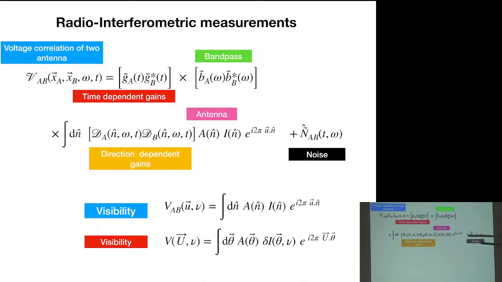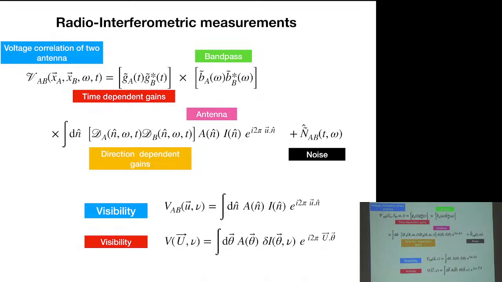And then, of course, any electronics will add some noise to the system. It's not only electronics that adds noise to the system. Even at the low frequencies, the largest part of the noise comes from the sky. Because when you are trying to look in one direction in the sky, the antenna receives radiation from many other things, and all those contribute to the noise in the system. So that is the noise term.